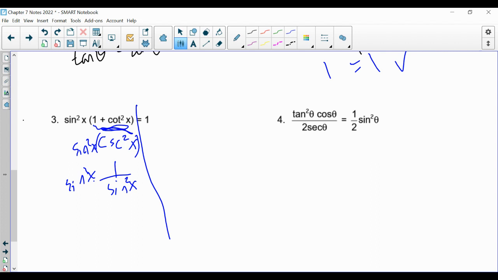And look at that. So you get sine squared x times 1 over sine squared x. Again, same thing. So those cancel, and you get 1 equals 1, which is what we were trying to prove. Okay. Again, there were other ways.